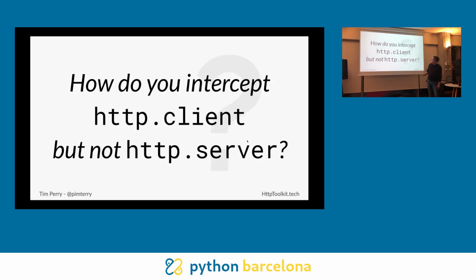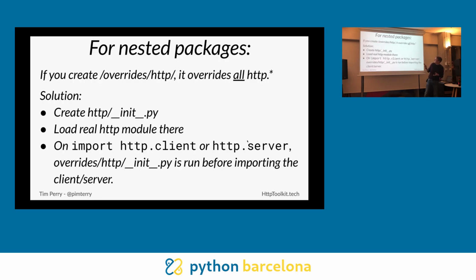So to do that, to intercept http.client without breaking the server, we need to create a whole fake package that then only replaces the client. Part of that is relatively easy. So we create an init package, init module, a root part of this package to fake HTTP. And in there we load the real HTTP module immediately.